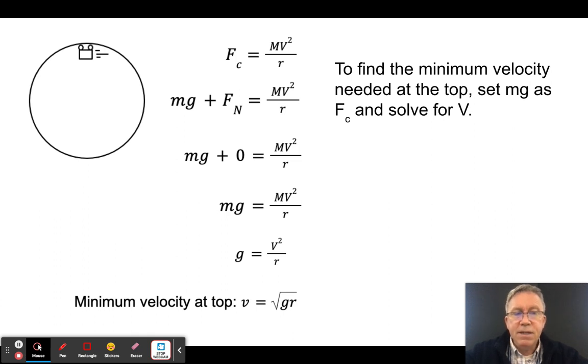So how do we find the minimum velocity needed to continue in a circular path? It's pretty easy to derive, and it's pretty cool once you do. So let's just go through it real quick. All right, so centripetal force is equal to mv squared over r.